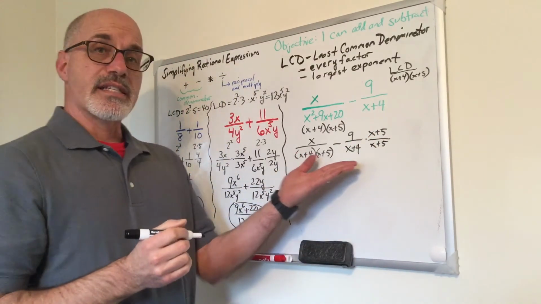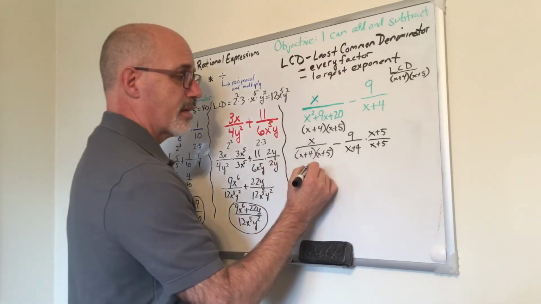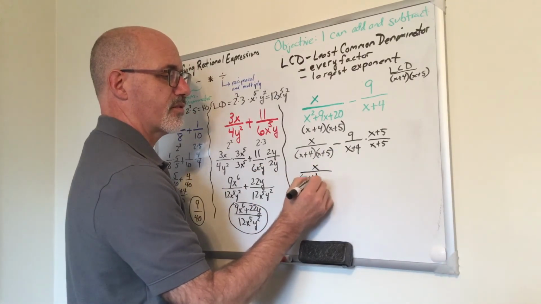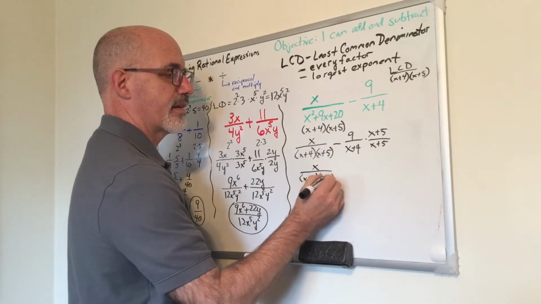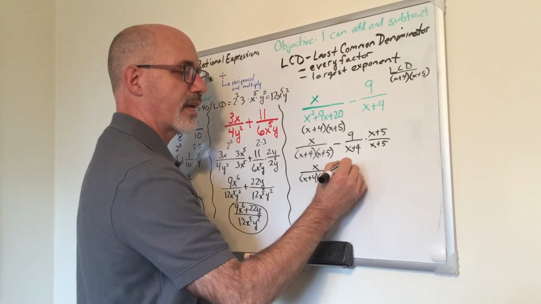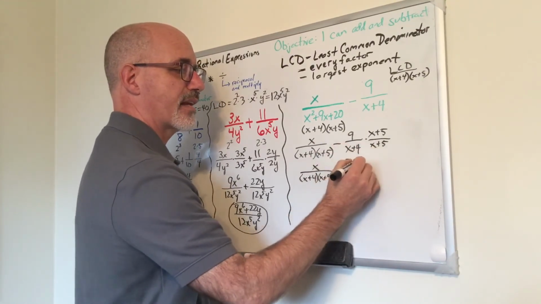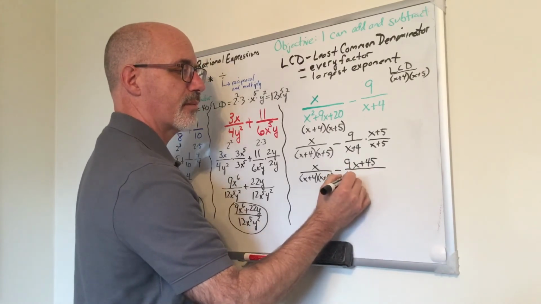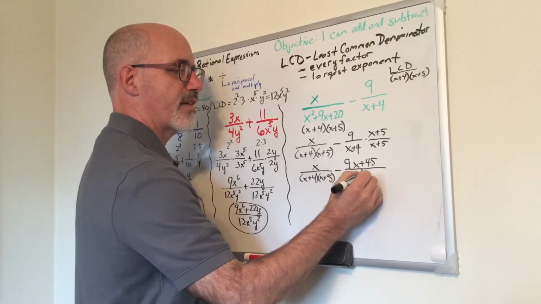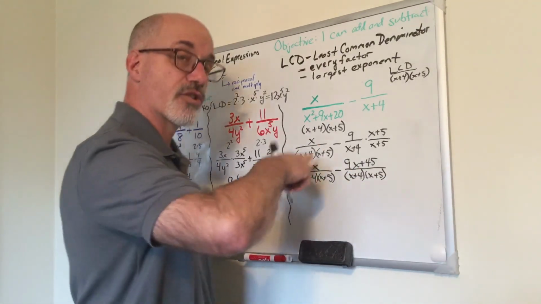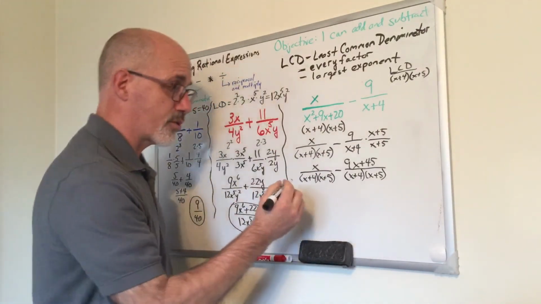Now when I look at this, I can simplify this. I'm going to take this first one, list it out, x plus 4, x plus 5. Now I can multiply this through, distribute the 9 through. I get a 9x, and then I get a plus 45. My denominator is x plus 4, x plus 5. Now be careful with these.